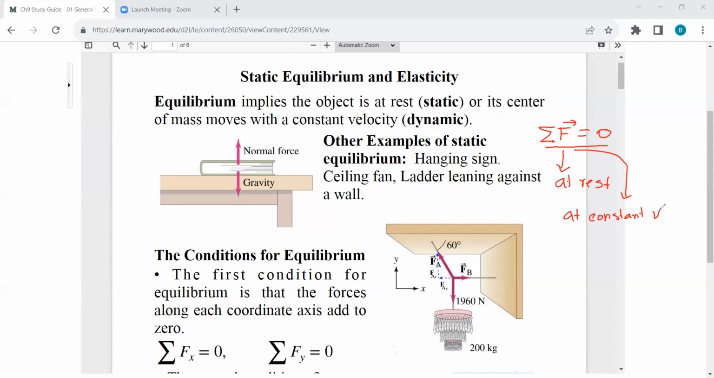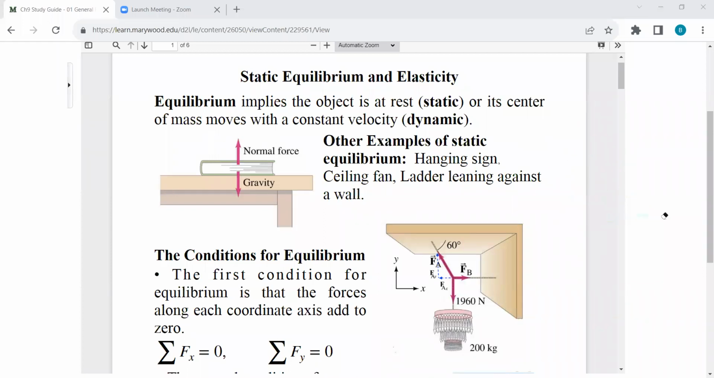In dynamic equilibrium, the net force is still equal to 0, but the object is moving at constant speed. We are not learning this here, so this is cancelled. Our focus is only when the net force F equals 0 and the object is at rest.